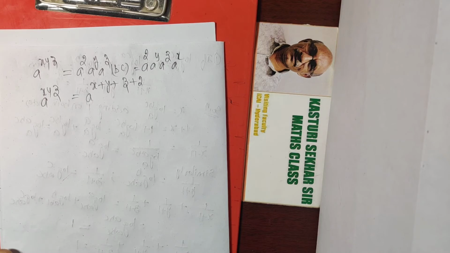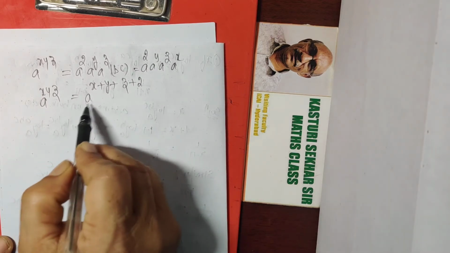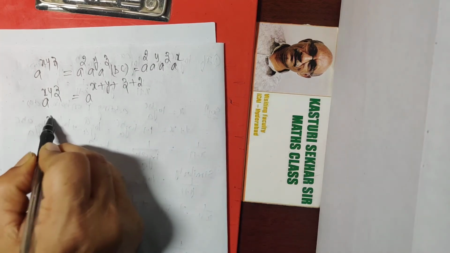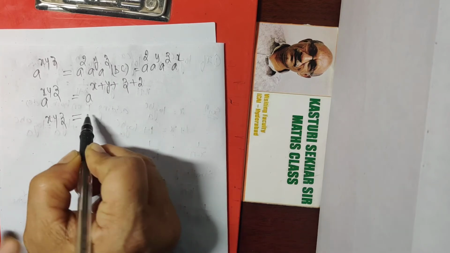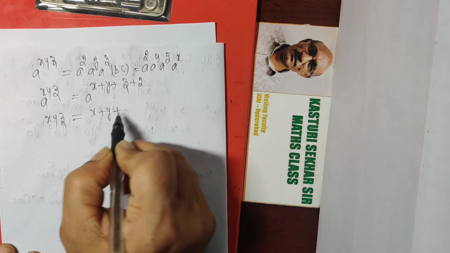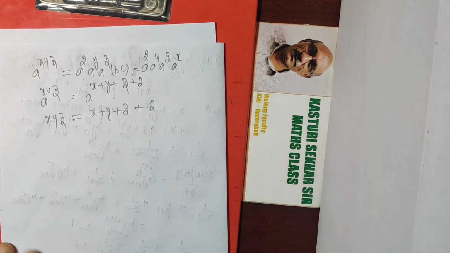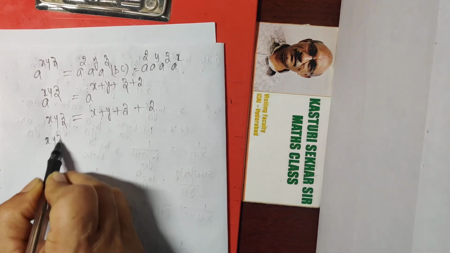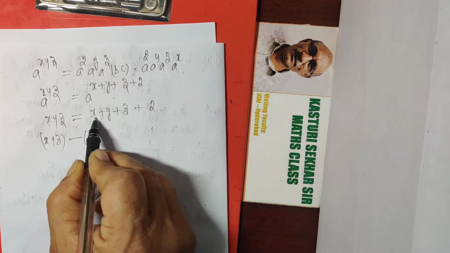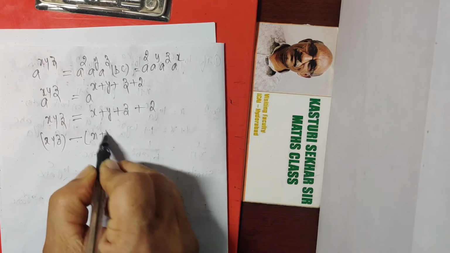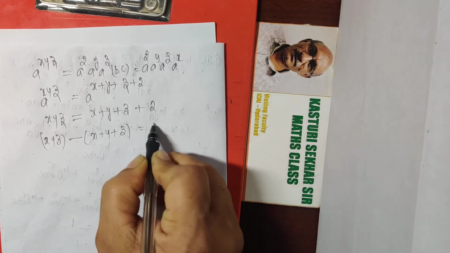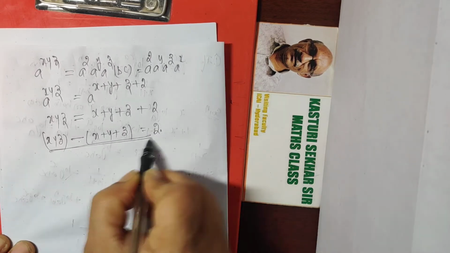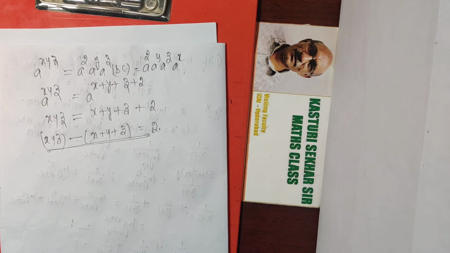Now bases are equal, powers can be equated. So this is xyz is equal to x plus y plus z plus 2. Bring x plus y plus z to the left hand side. These positive terms will become negative. This is equal to 2. This is the answer for the given question.